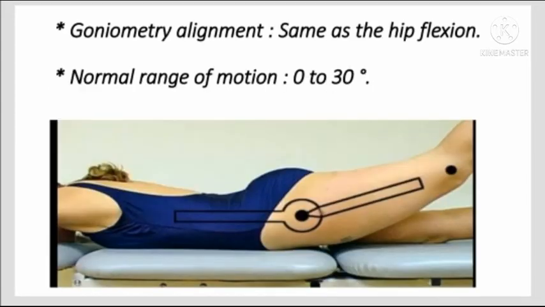Goniometry alignment is same as the hip flexion. Normal range of motion is 0 to 30 degree. Center the fulcrum of goniometer over the lateral aspect of the hip joint. Proximal arm should be parallel to the lateral midline of the pelvis. Distal arm should be parallel to the lateral midline of the humerus. Take the reference as the lateral epicondyle.